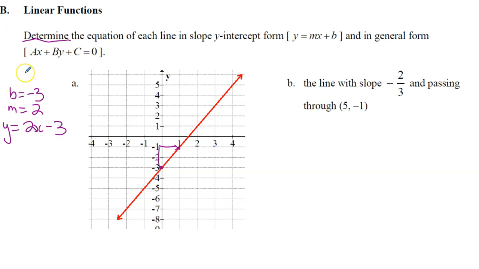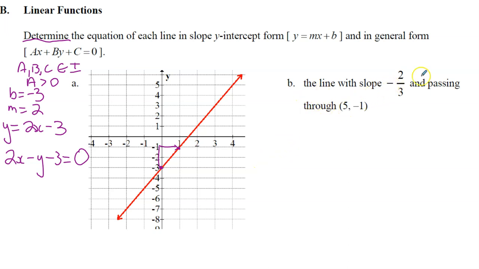Now I want that in general form. So general form is always equal to 0. And a, b, and c in general form have to be integers, right? So if the slope is a fraction, we would have to get rid of that fraction, turn it into an integer. So 2x, and always a is greater than 0. So a, b, c belong to the integers, and a is greater than 0. Okay, so 2x, move the y over, it becomes minus y minus 3 equals 0, and we have the general form equation for this line.